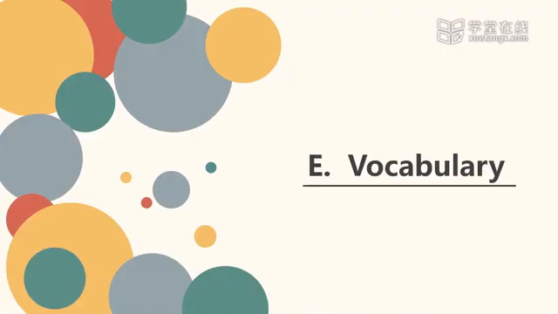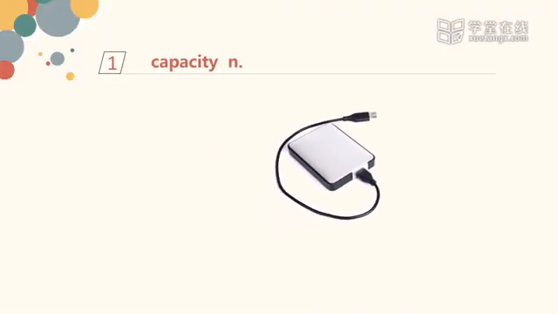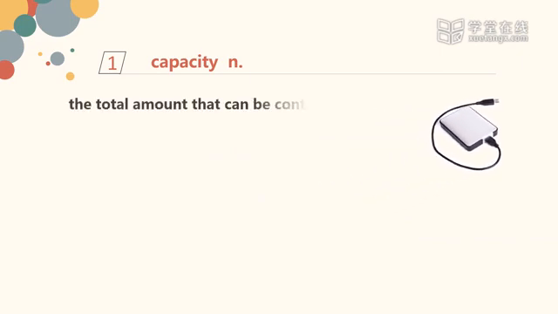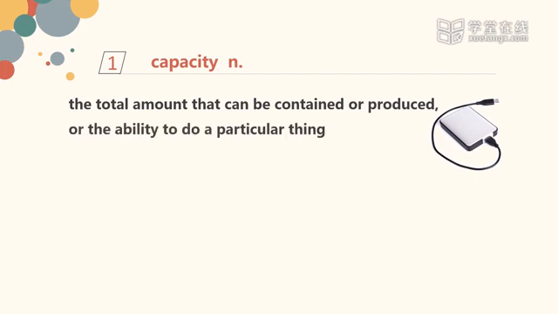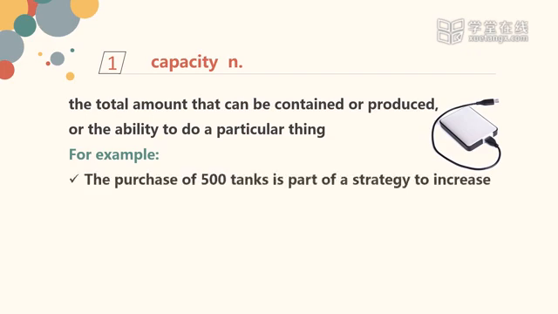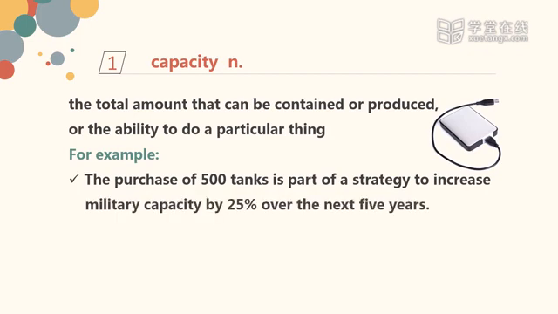Unit 6. Number 1. Capacity. The total amount that can be contained or produced, or the ability to do a particular thing. For example, the purchase of 500 tanks is part of a strategy to increase military capacity by 25% over the next 5 years.